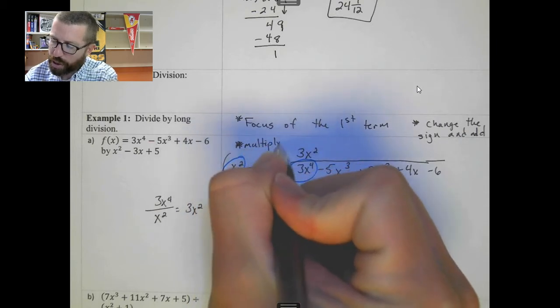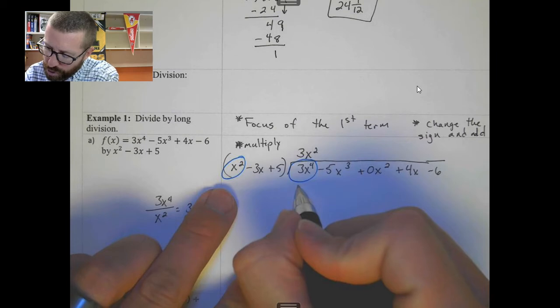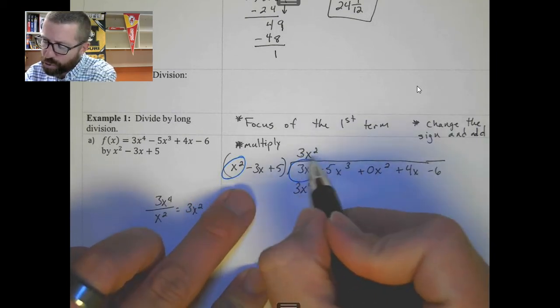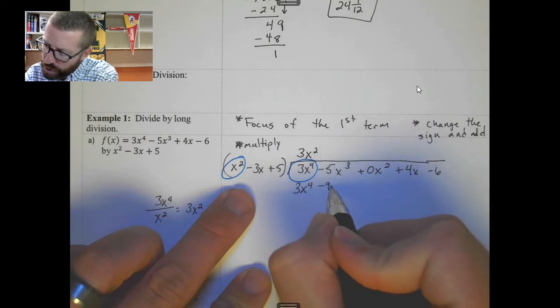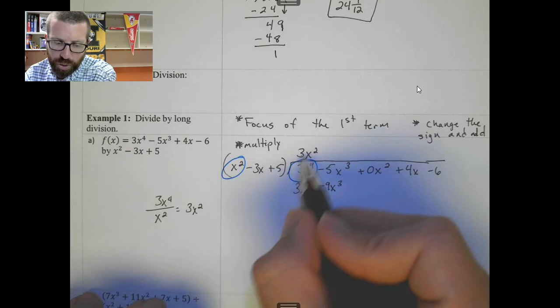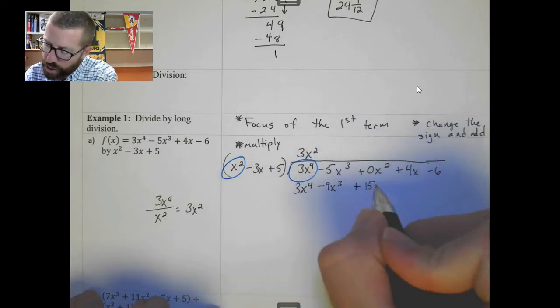Make sure you multiply every term. So 3x squared times x squared is 3x to the 4th, and those are matched. 3x squared times negative 3x is negative 9x cubed. And then 3x squared times 5 is 15x squared.